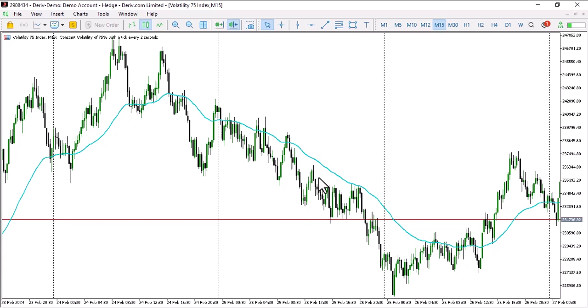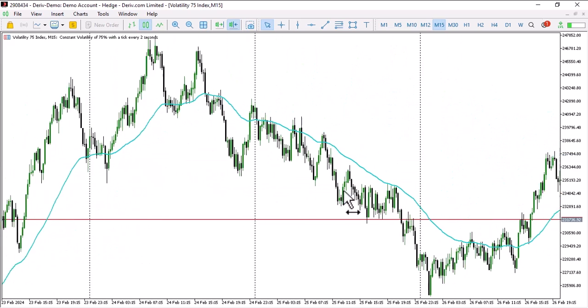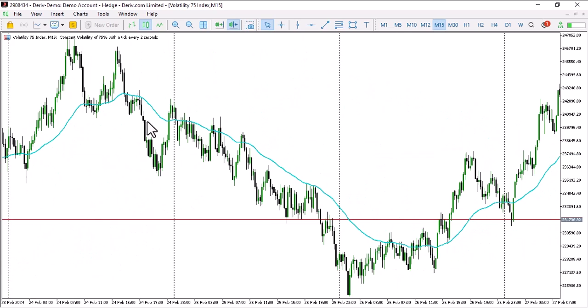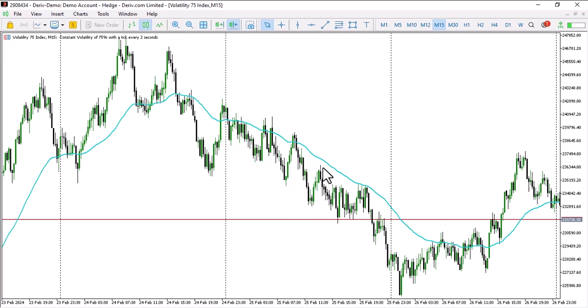So how are we going to find our entries? You are going to look for trend number one. And how do you find the trend? You are just looking to find where the moving average is trading at. So as you can see right now, the moving average is below price. It means we are looking for what? For buy signals. And if the moving average is above price, we are looking for what? For sell signals. So how are we going to use the moving average? It's simple. I'm going to show you everything you need to know.